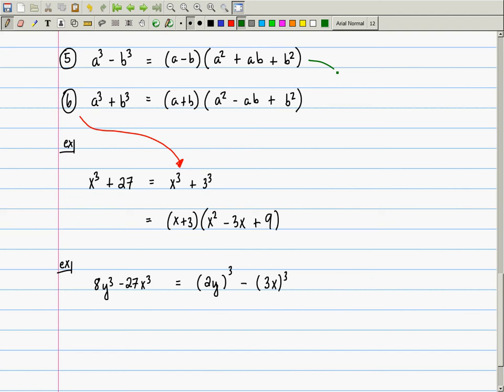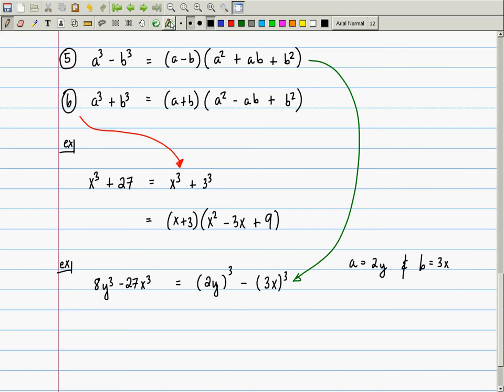So then we're doing this. We're doing this with A as 2y and B as 3x. Everybody see the name of the game?